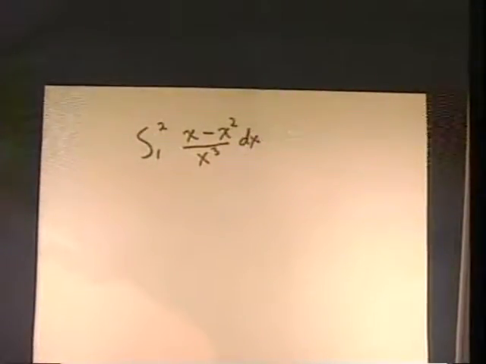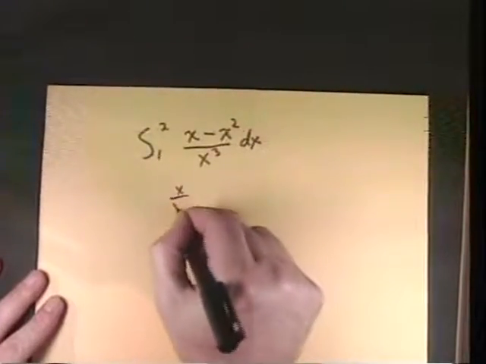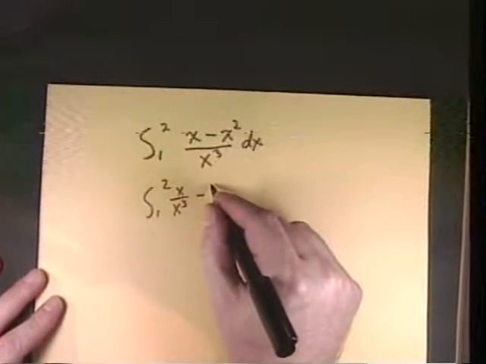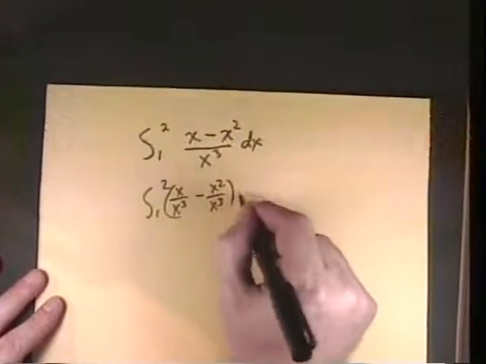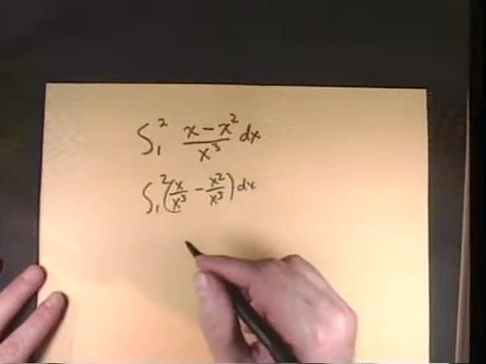Okay, you separate them, right? You can't fool Preeti. All right, go ahead. You separate them: the integral from 1 to 2 of x over x cubed, minus x squared over x cubed. Okay, then what do you do? You would subtract the top from the bottom, right? Tell me what to write down.